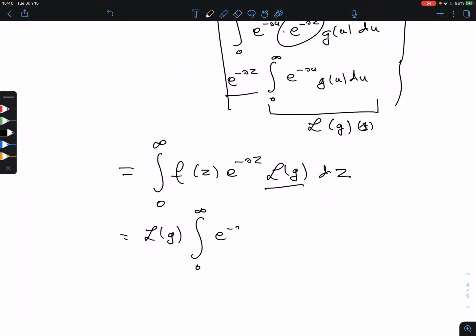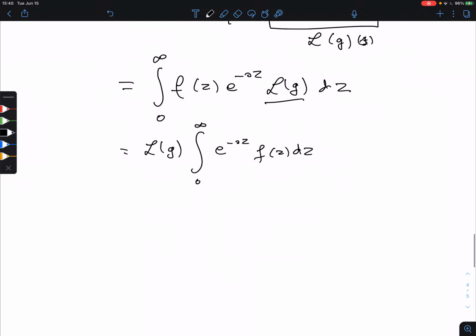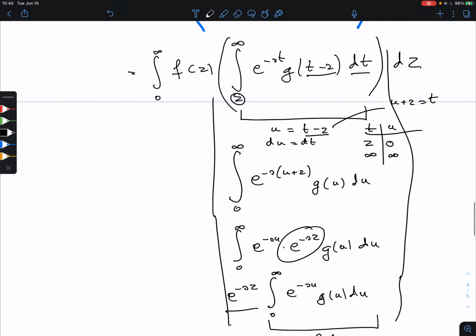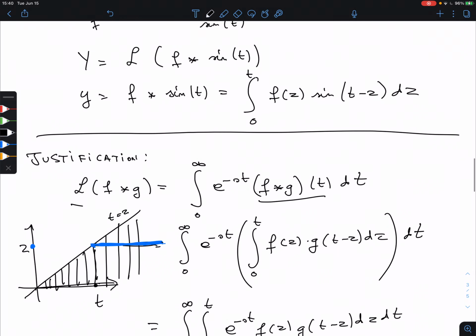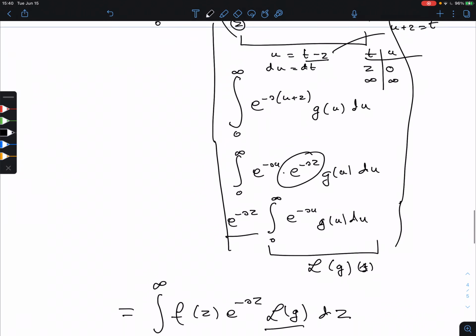And I'm just going to write it in this order because, what is this? It is the formula for the Laplace of f, just by replacing t by z. So this is the Laplace of g times the Laplace of f, and that's exactly what we want to prove, because for the product of two functions, it doesn't matter in which order you write them, right? So we proved that the Laplace of the convolution is the product of the Laplace transforms.